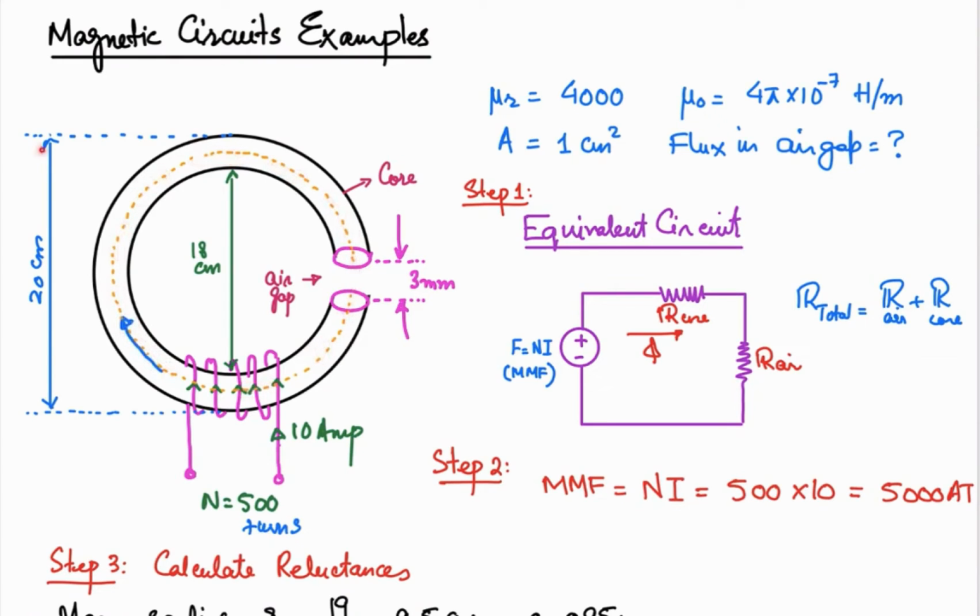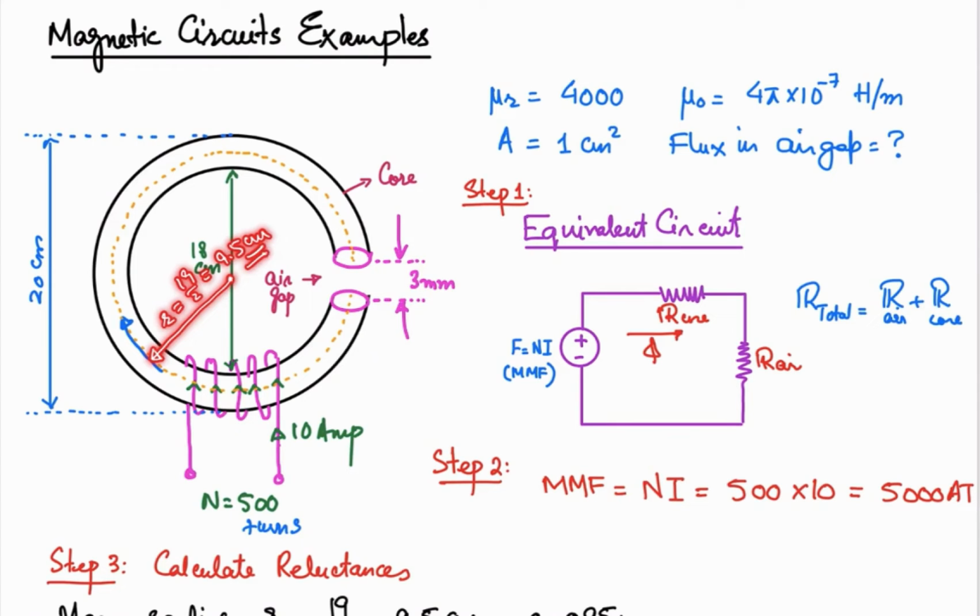Okay, so the outer diameter given to us is 20 centimeters, and the inner diameter given to us is 18 centimeters, and we need to work out the mean diameter, that is the central path over here. So that will be (20 + 18) / 2, the average of these two, which is going to be 19 centimeters. So the average diameter is 19 centimeters, and to calculate the radius, that will be equal to 19 / 2, which is 9.5 centimeters.